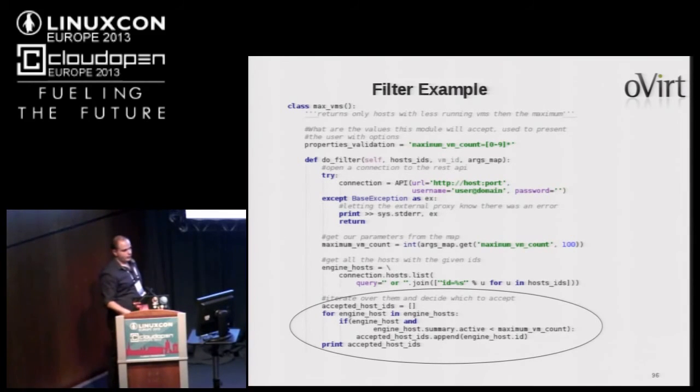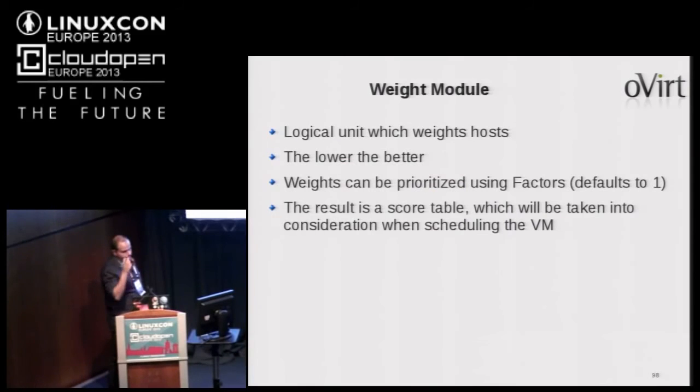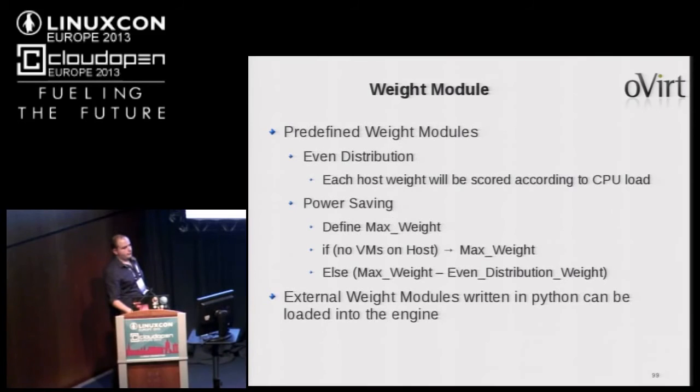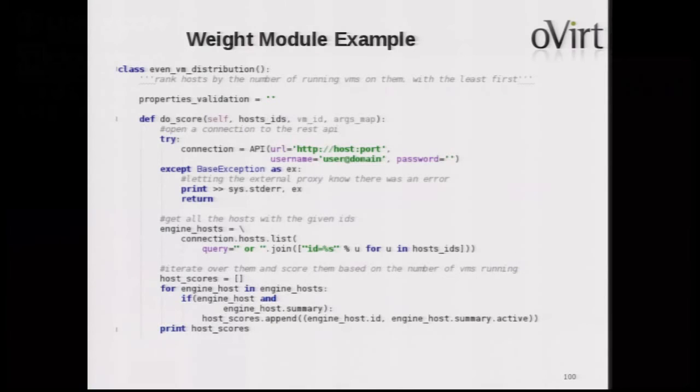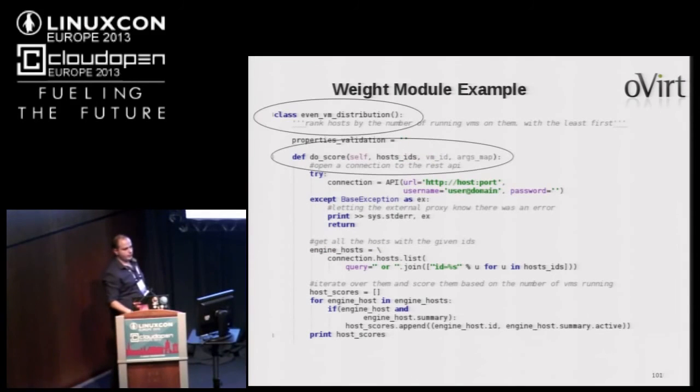Okay, so that's the filter. Now, assuming I'm left with several hosts, I have the weight module. Again, the lower the better. We use the current policies we have for evenly distributed and power saving, and we created a weight module for them. I won't get into that, but you can create external weight modules in Python again. In this example, I show the evenly distribution.